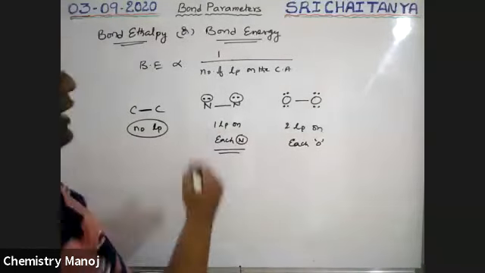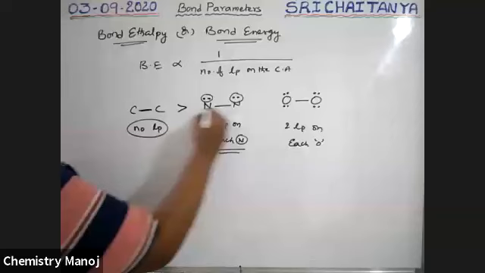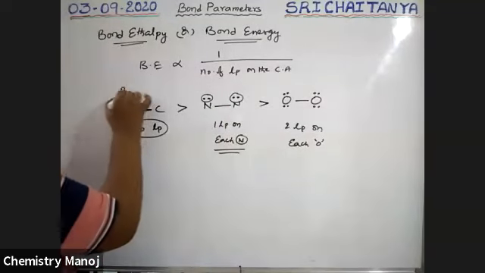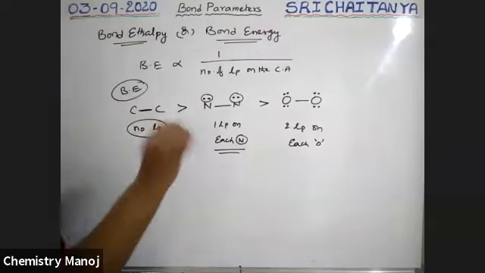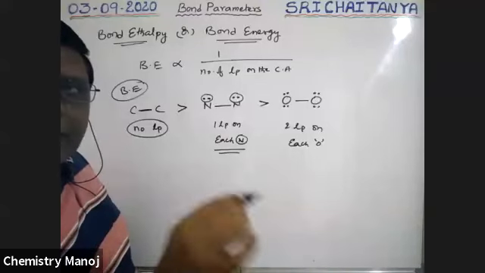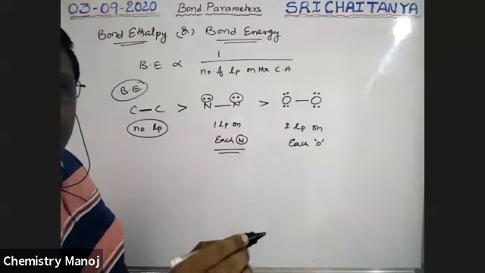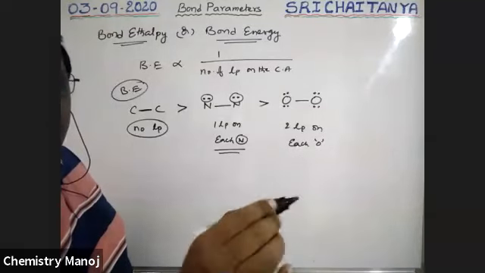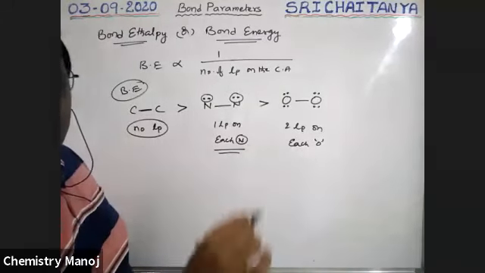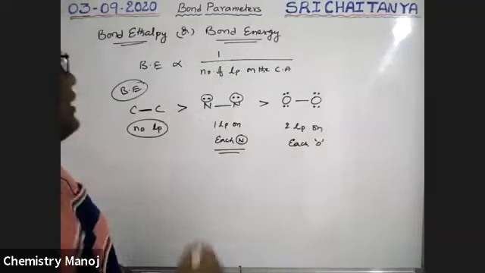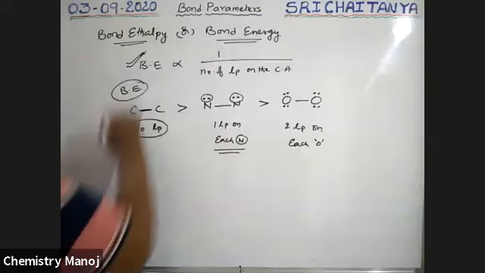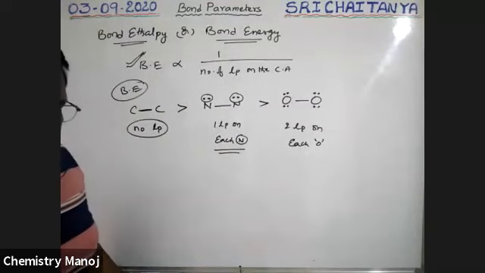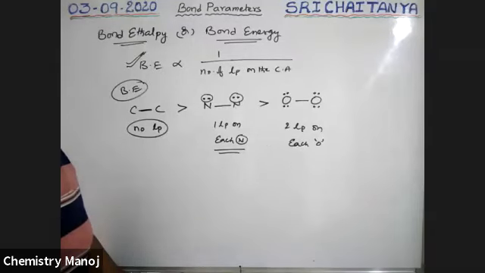So this is the bond energy order. As the number of lone pairs at the central atom increases, repulsion between them increases. As repulsion increases, stability of that bond decreases. It is easy to break. That is why bond energy decreases. Therefore, bond energy is inversely proportional to the number of lone pairs on the central atom. It is another factor.